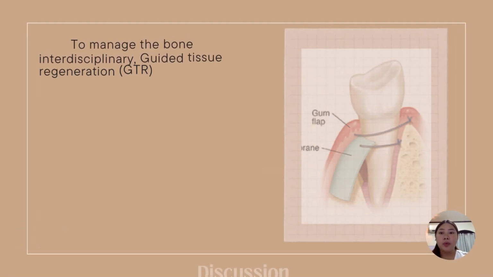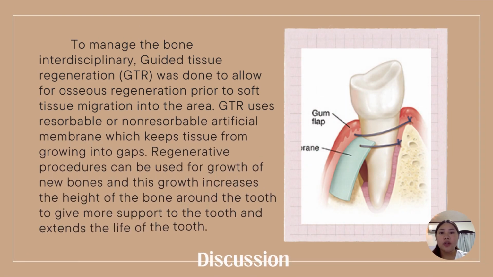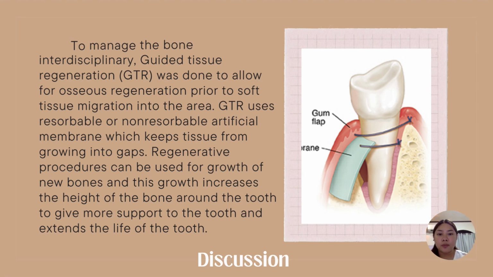So to manage the bone interdisciplinarily, guided tissue regeneration or GTR was done to allow osseous regeneration prior to soft tissue migration into the area. So GTR uses a resorbable or non-resorbable artificial membrane which keeps tissue from growing into gaps. So regenerative procedures can be used for growth of new bone, and this growth of new bone increases the height of the bone around the tooth to give support to the tooth and extends its life.